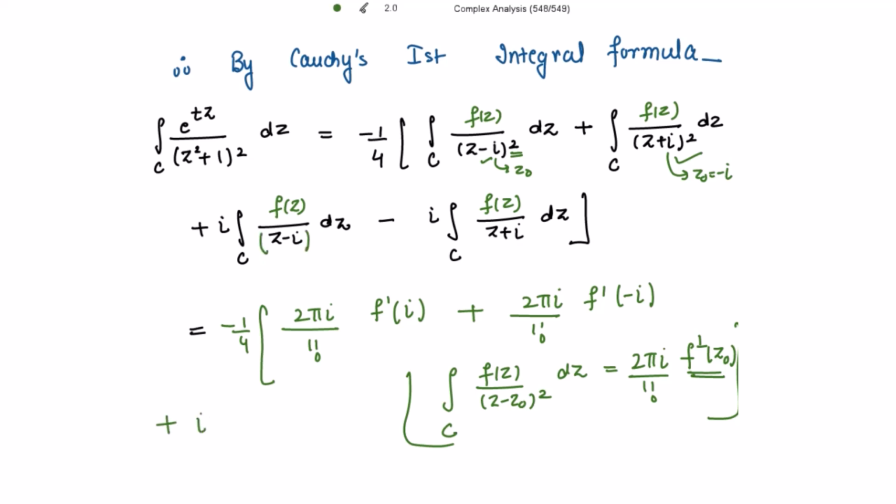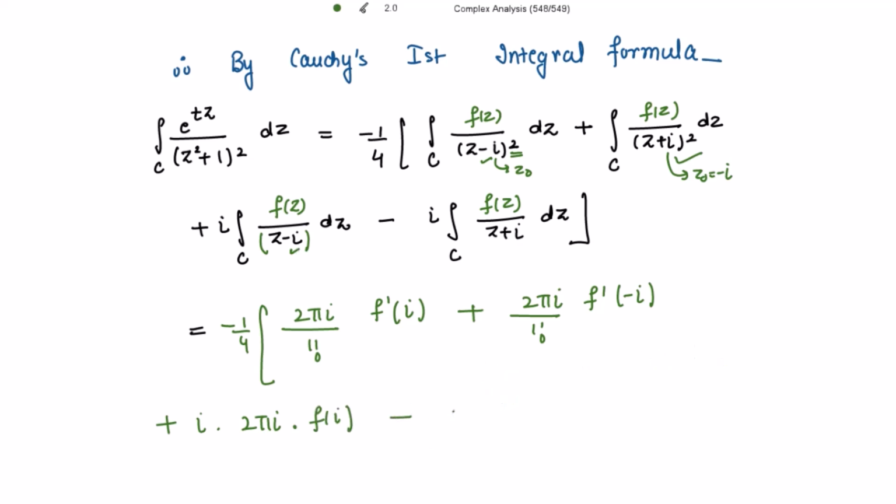Now here there is no power, so a simple Cauchy integral formula without the derivative. Just 2 pi iota into f of z0, right? The simple Cauchy integral formula. So it is iota into 2 pi iota into f of iota, minus iota into, here z0 is minus iota, so 2 pi iota into f of minus iota. Alright, so this is equal to minus 1 by 4.